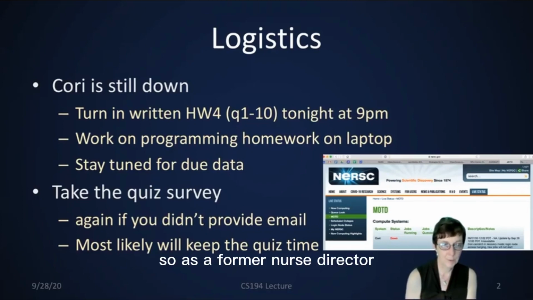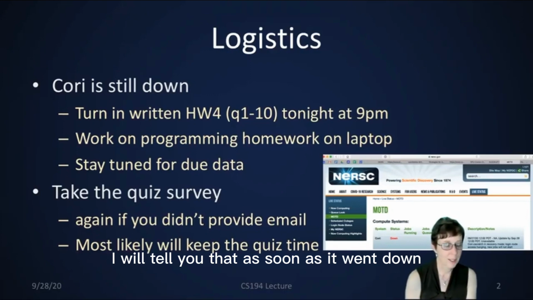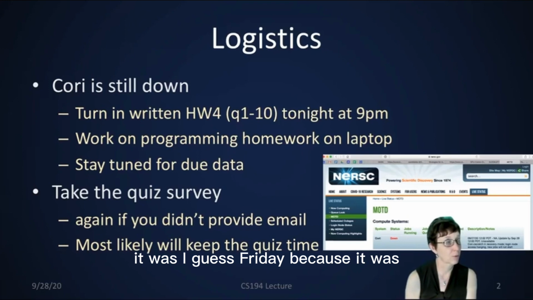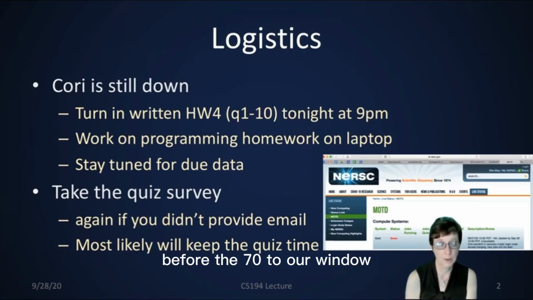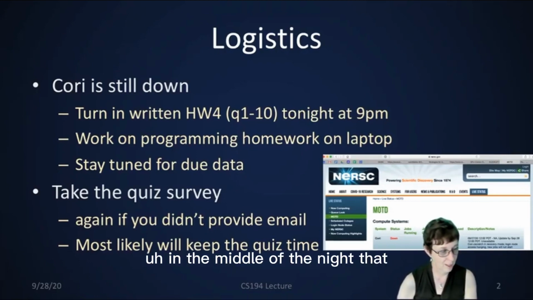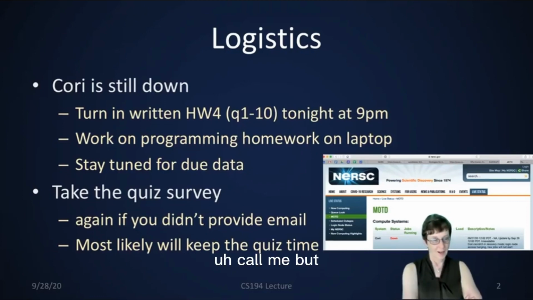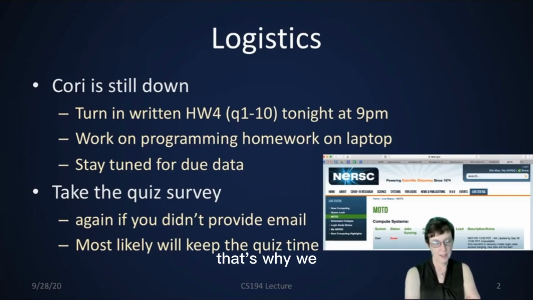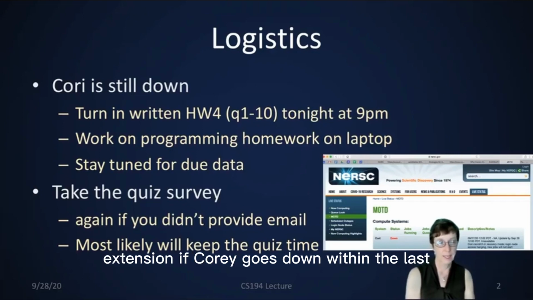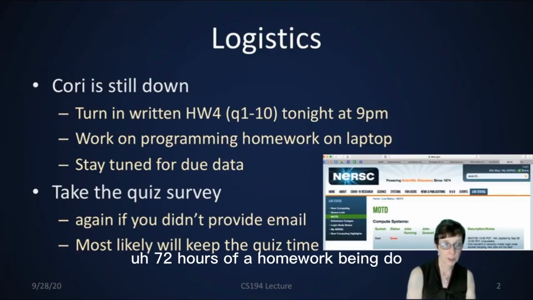So as a former NERSC director, I will tell you that as soon as it went down, when was that first time it went down? It was I guess Friday, because it was before the 72-hour window, which is when we say there's always an automatic extension. That's because I don't want to get phone calls in the middle of the night that Corey has just gone down, but as if you could call me. But anyway, just to relieve your anxiety, you'll know that there's always going to be an extension if Corey goes down within the last 72 hours of a homework being due.